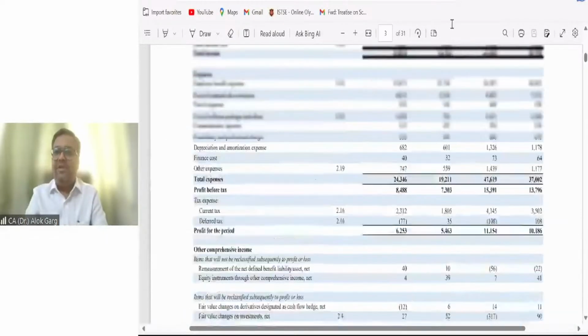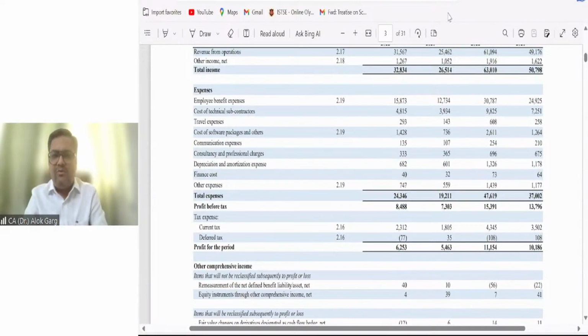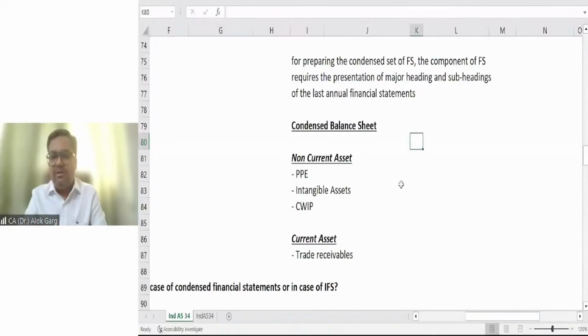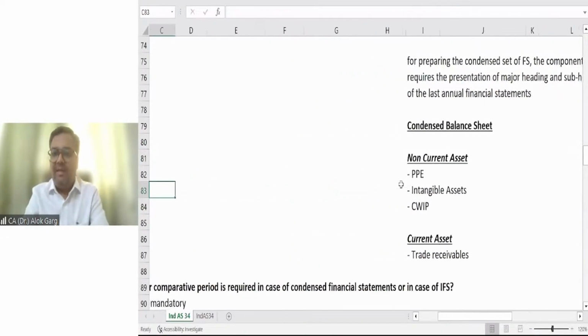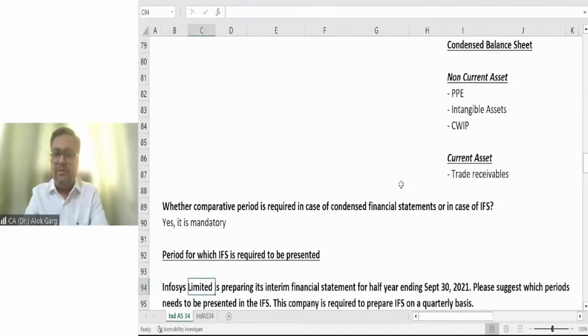So the balance sheet, P&L, cash flow, statement of changes in equity is as good as annual, but the only difference is all the notes are not required to be given for every line item of the balance sheet and P&L. Right, friends? Shall I move forward?